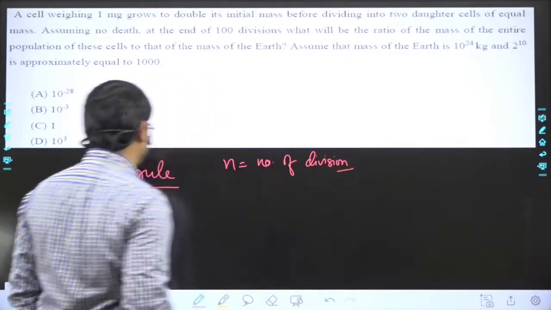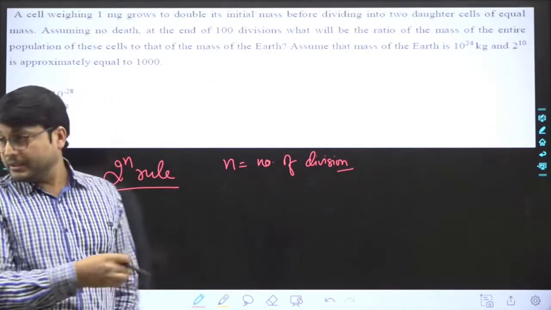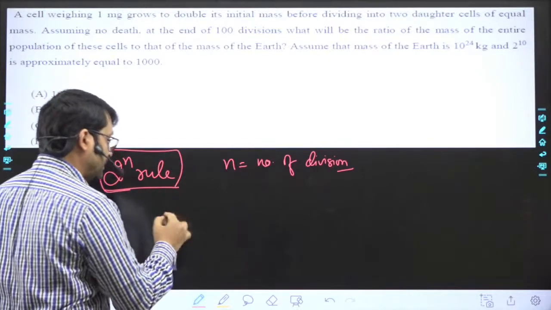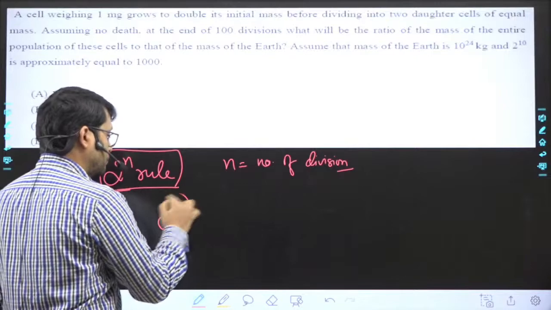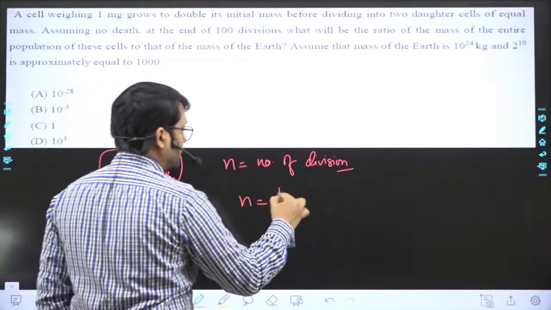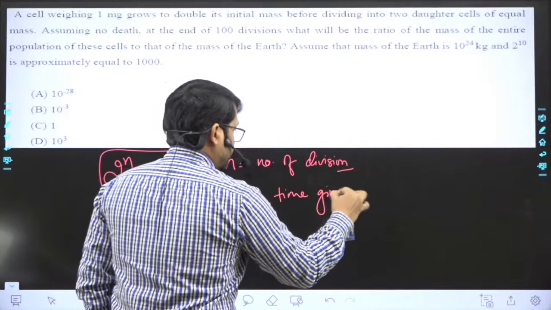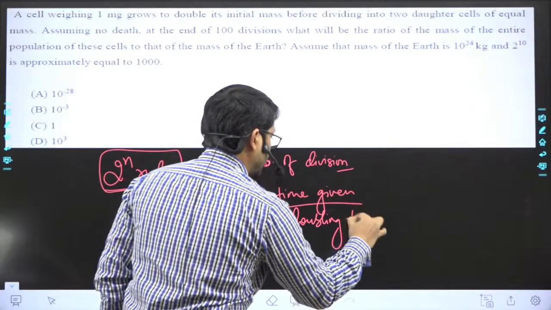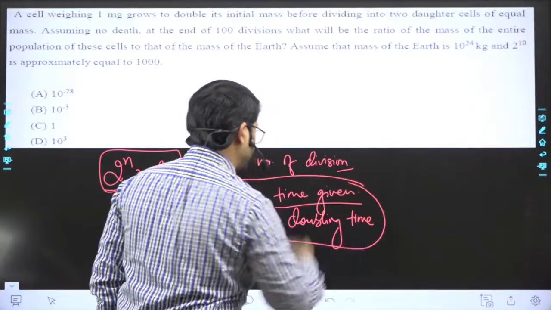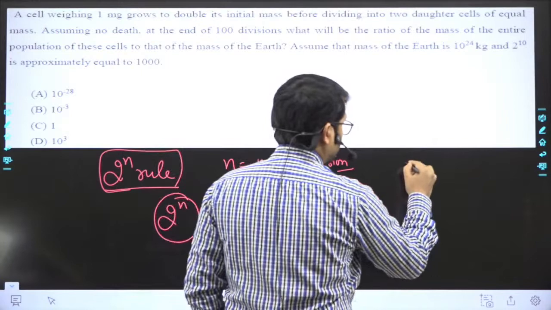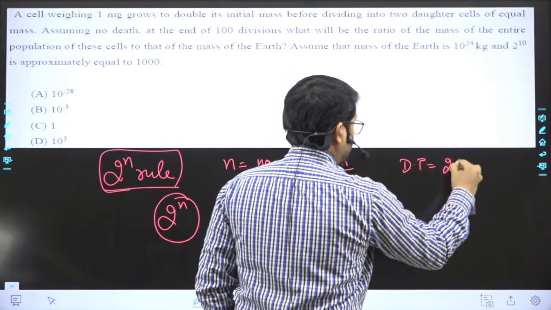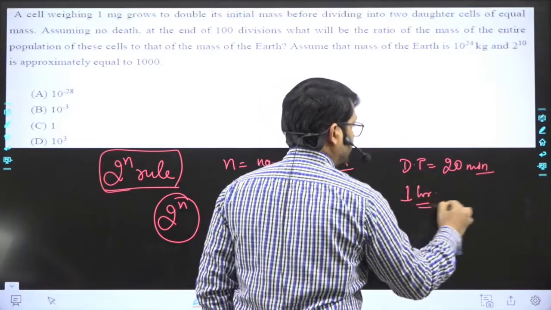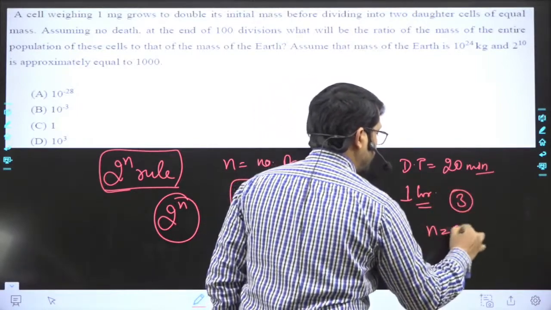Right? So whenever they ask that after a certain time what will be the number of bacteria, the answer would come from this rule. Whatever your initial number is, take 2 to power n. How will n be found? n will be time given upon doubling time. So suppose there is a bacterium whose doubling time, dt, is 20 minutes, right? Then in 1 hour, how many times will it divide? 3 times. So n will be 3.